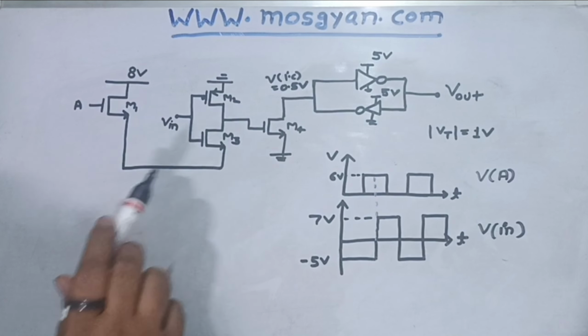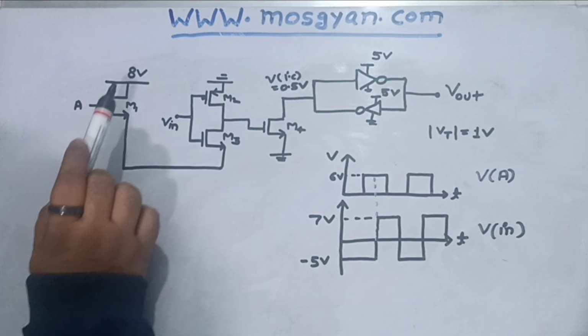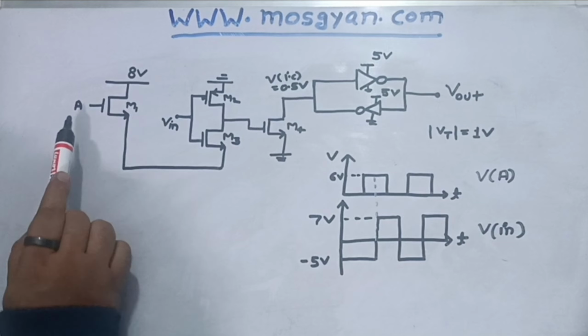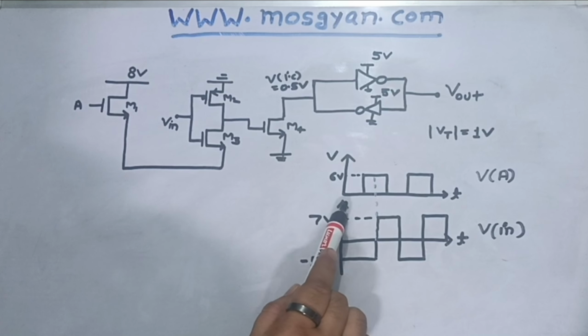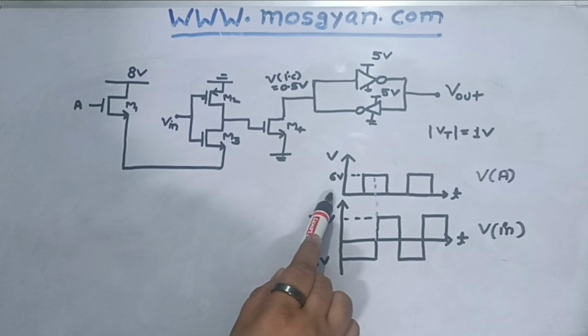In today's video, we are going to take one very interesting question. The circuit is drawn here. You can see one pass transistor is given here whose supply is 8 volt. Gate input A is given in the form of a periodic signal whose magnitude goes maximum till 6 volt.